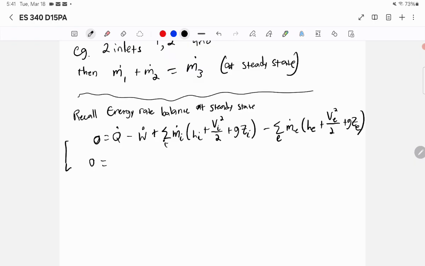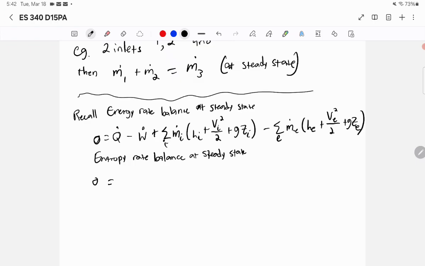Now this is the entropy rate balance at steady state. Because this energy rate balance equation typically will help you find a second property or something along those lines.